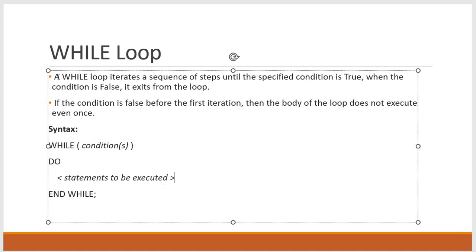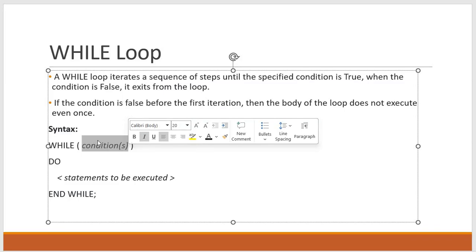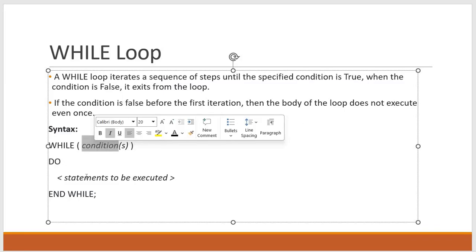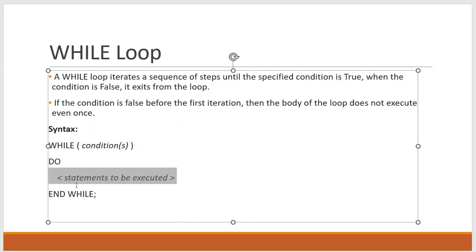The definition of a while loop: a while loop iterates a sequence of steps until the specified condition is true. When the condition is false, it will come out of the loop. Every time it will evaluate this condition, and whenever the condition is false, it will come out of the loop. Until the condition is true, it will execute this set of statements multiple times. If the condition is false before the first iteration, then the body of the loop does not execute even once.